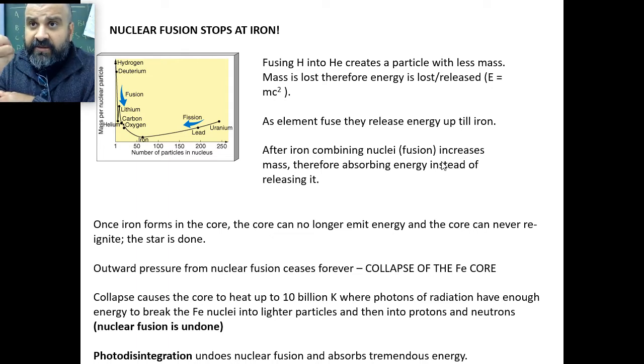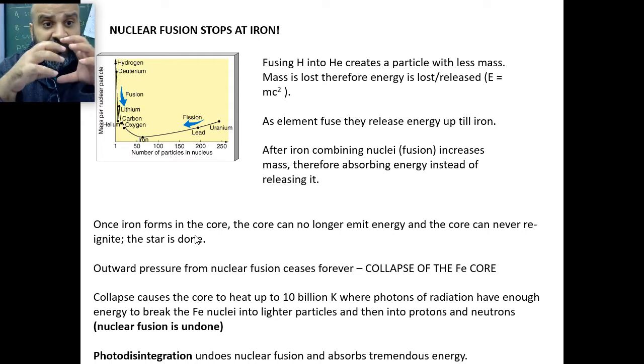So at that point, the star is no longer giving off light. Once iron forms in the core, it can no longer emit energy, because if we were to fuse iron into the next element, it would absorb energy. It's not releasing energy. It's not releasing light. The star is no longer giving off energy, and the core can never reignite. The star is done.